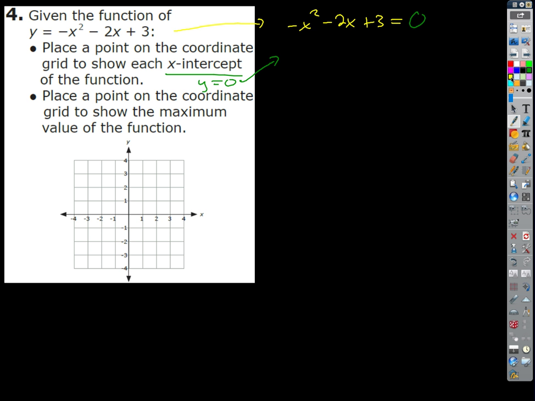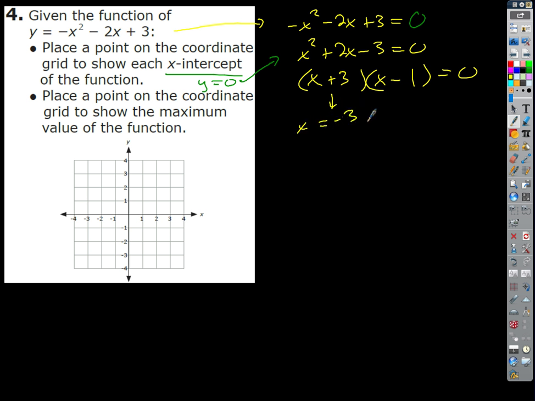To solve that, we multiply each side by -1 to make the leading coefficient positive. I'd get x squared plus 2x minus 3 equals 0. That factors. What are the magic numbers? 3 and -1. So what would my zeros be? x equals -3 and +1. Those would be my answers.